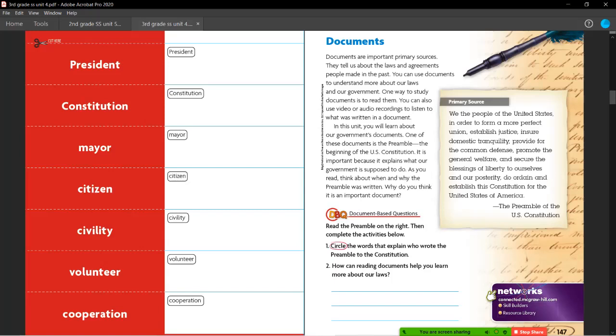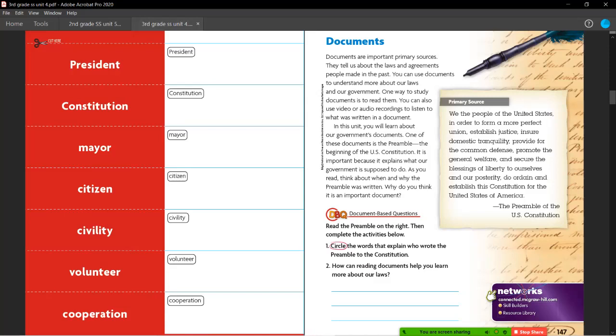We, the people of the United States, in order to form a more perfect union, establish justice, ensure domestic tranquility, provide for the common defense, promote general welfare, and secure the blessings of liberty to ourselves and our posterity, do ordain and establish the Constitution of the United States. This is the preamble of the US Constitution.